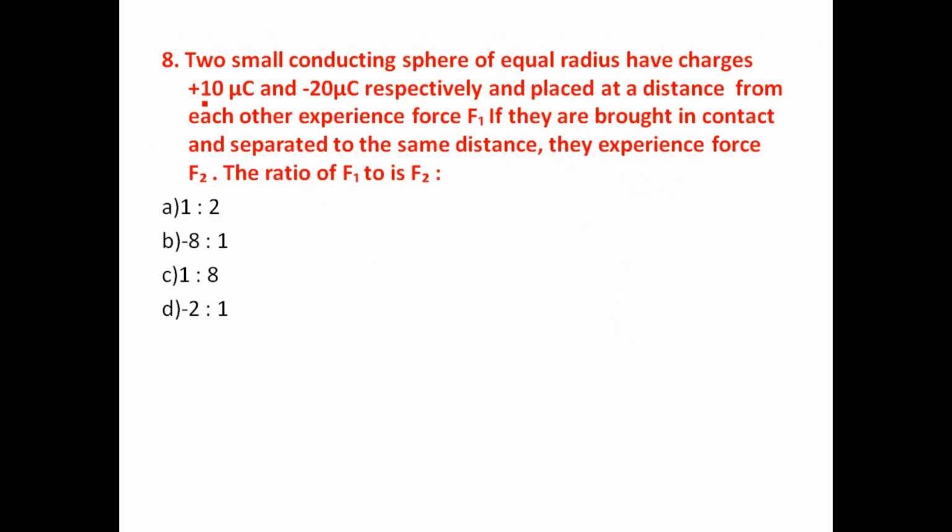Let us read question number 8. Two small conducting spheres of equal radius have charges plus 10 microcoulomb and minus 20 microcoulomb respectively, are placed at a distance from each other and they experience force F1. If they are brought in contact and separated to the same distance, they experience force F2. The ratio of F1 to F2 is.